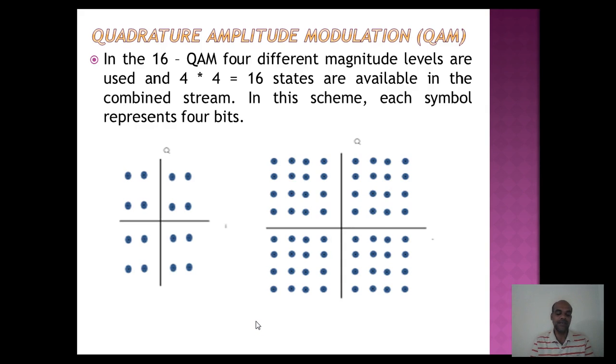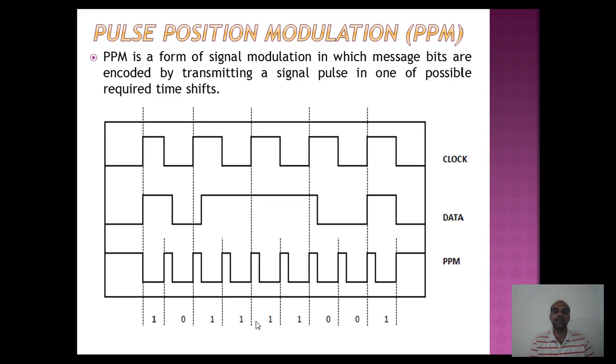In 16 QAM, four different magnitude levels are used, and 4 into 4, that is 16 states, are available in the combined stream. In this scheme, each symbol represents 4 bits. So the QAM states are divided into equal parts, and each symbol will represent 4 bits of information.